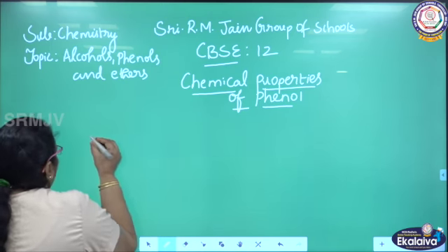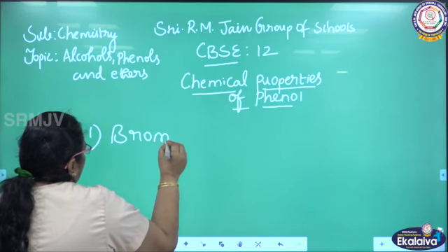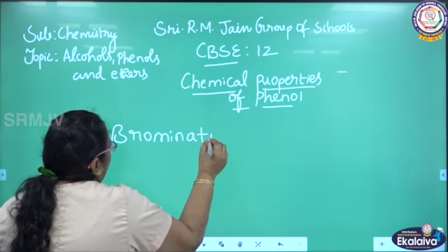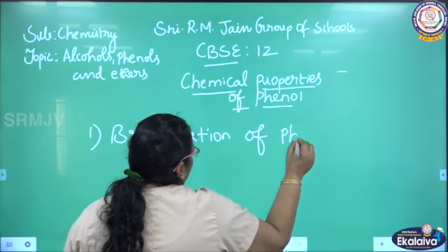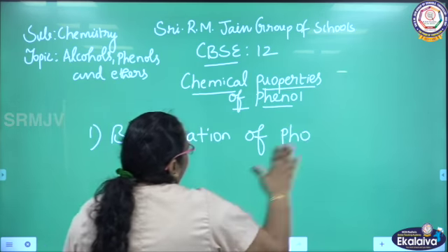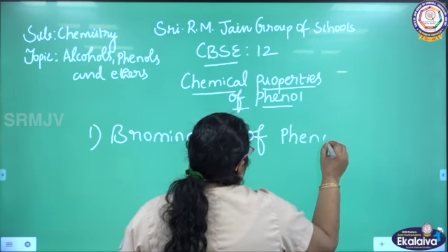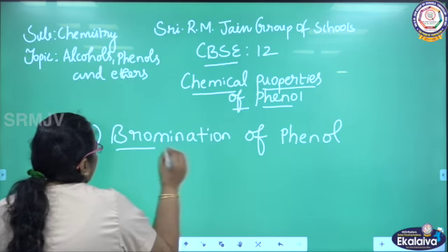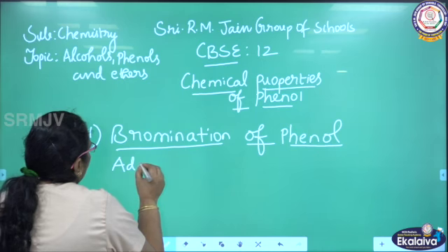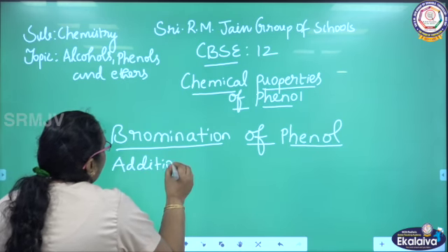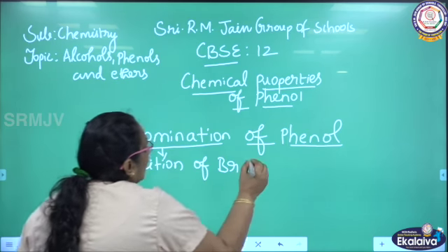The next property we are going to discuss is bromination of phenol. What is bromination? Adding bromine. We are going to add bromine to phenol. Addition of bromine to phenol.